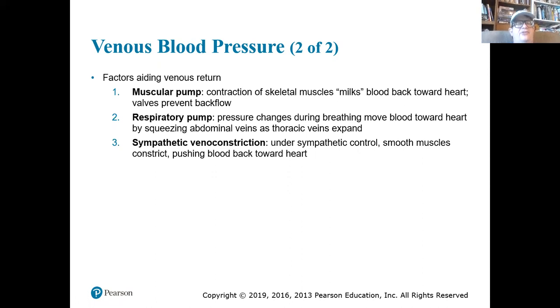Okay, so factors aiding venous return. Muscular pump. Contraction of skeletal muscles milks the blood back towards the heart, and valves prevent backflow.